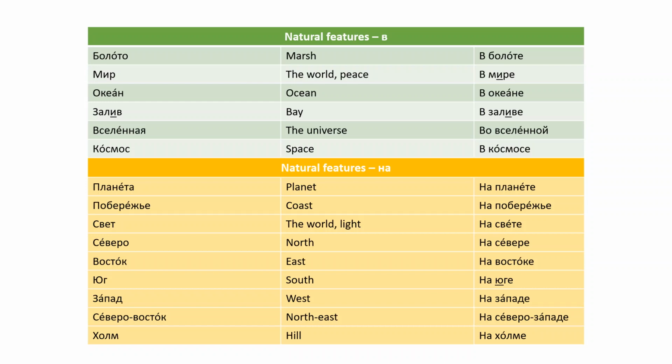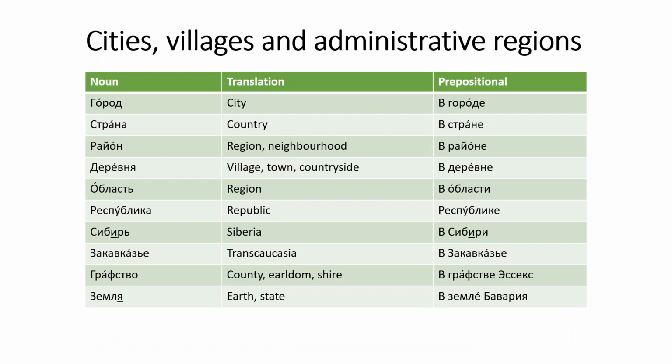And that's pretty much everything I wanted to say about this. It can be more of a reference guide for you if you forget which noun takes v or na. So finally, in the geography section, we have cities, villages, and administrative regions. So generally, these usually take v. The only exception here would be zemlya, which can take na if you're saying like on our soil, on our land, something like that. If you wanted to emphasize on, then you would say na.